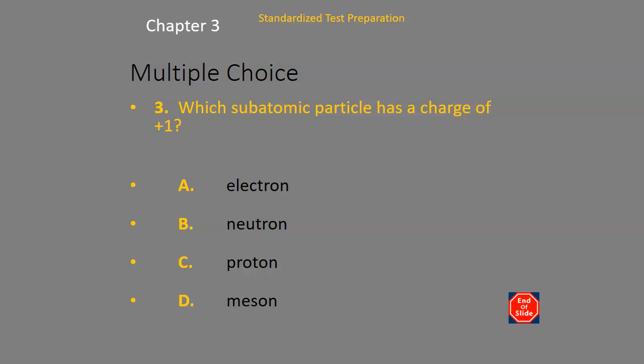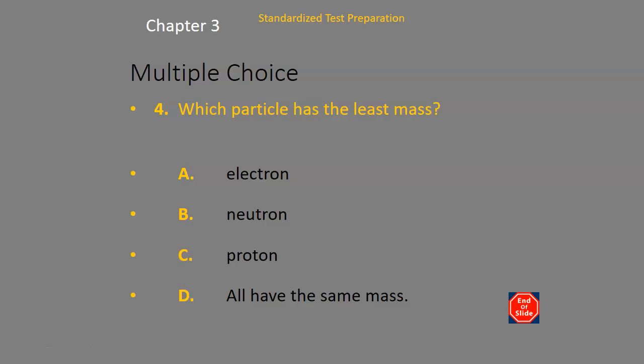Which subatomic particle has a charge of +1? Yeah, the proton. We were paying attention there. And then which one has the least mass? I heard it. The electron. Good.